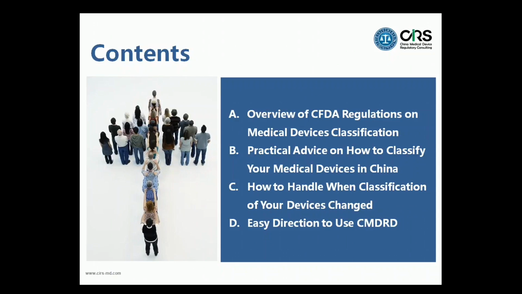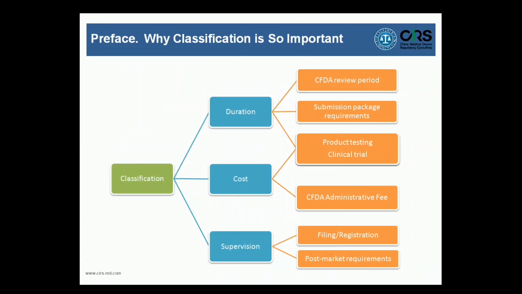Before starting our topics, I'd like to give an explanation on why we take this webinar. That means why classification is so important to us. Different classification results have a dramatic influence on our products. It is embodied in 3 aspects, which are duration, cost, and supervision.